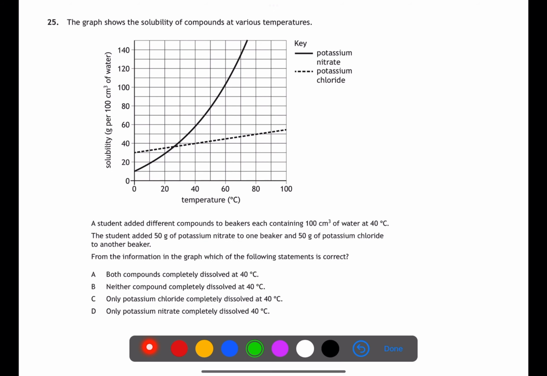In this question, we're looking at the solubility of compounds. We're specifically looking at them at 40 degrees. So using the graph, we can find what mass of the compounds were dissolved at 40 degrees. We can see here that for potassium chloride, only 40 grams would dissolve, whereas for potassium nitrate, 60 grams would dissolve. 50 grams of each was added to the beaker. Therefore, at 40 degrees, only the potassium nitrate would be completely dissolved, and 10 grams of the potassium chloride would still be left over. This gives us D as the answer.